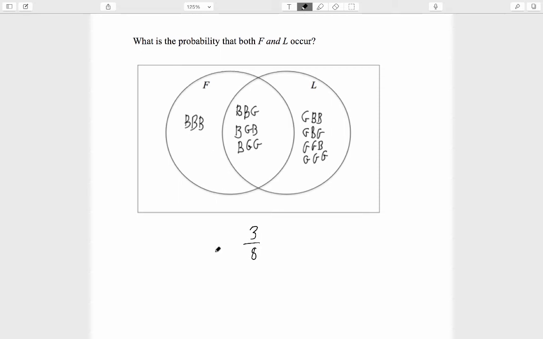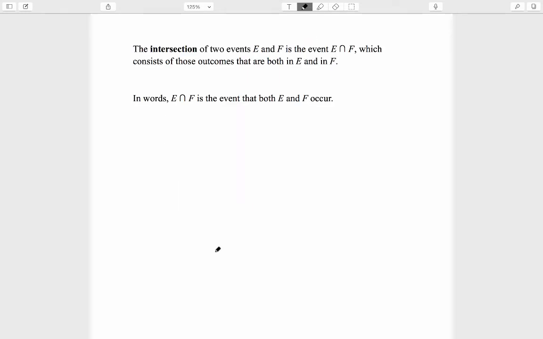This brings us to our next operation on sets, our next operation on events, that lets us create new events out of ones we have already defined. The intersection of 2 events, E and F, is the event denoted by this symbol E intersect F, which consists of those outcomes that are both in E and in F. In words, E intersect F is the event that both E and F occur. What we just found in our example is that the probability of F, that the first child is a boy, intersect L, that there is at least one girl, equals 3/8.